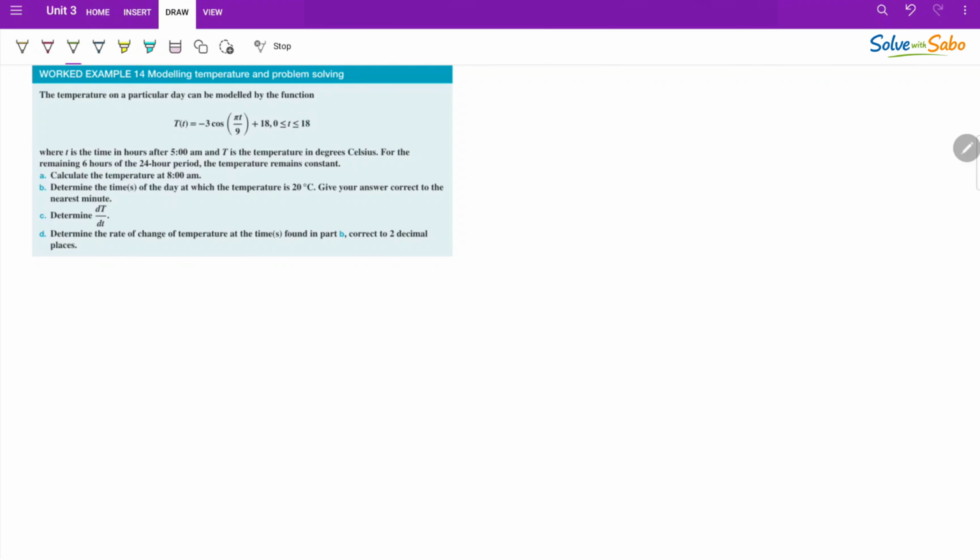For the remaining 6 hours of the 24-hour period, the temperature remains constant. So that means that after this 0 to 18, we're going to flatline at that constant temperature. Once again, let's just quickly analyze before we get started. I've got an A here. It is -3, so my amplitude is 3, but the negative means it's flipped.